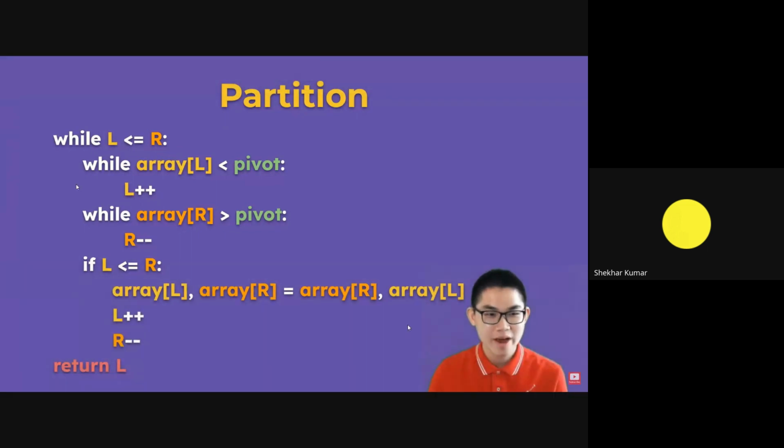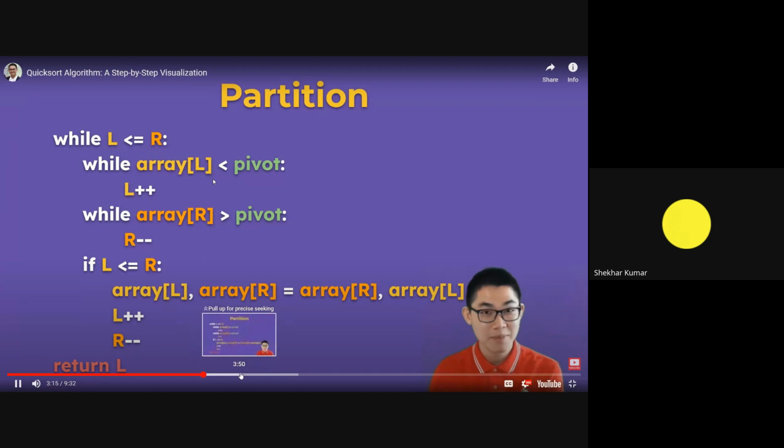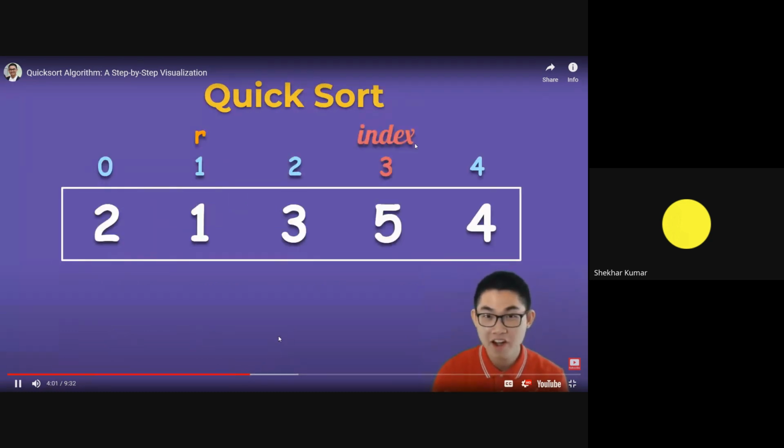So after this while loop, L will find us a number that is larger than the pivot, or equal to it. Now you see the example, we just replace L with a different variable called index.